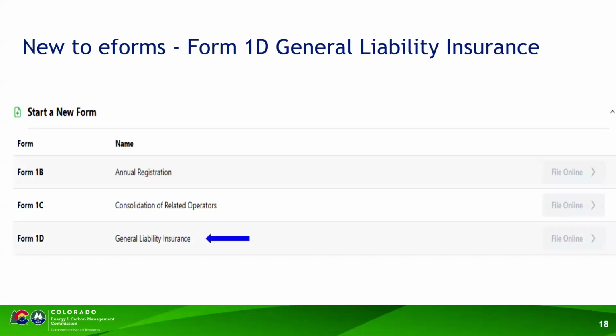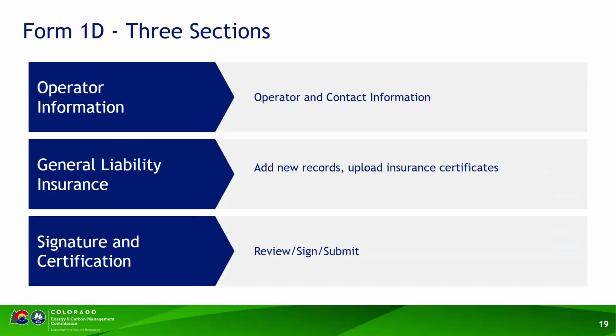So in eForms, you can use the drop-down once you log in and select the Form 1D. Next slide, please. There's only 3 sections. It's pretty simple. The operator information auto-populates from your login. Your contact information, you have to enter that. And then you add the new record and upload your insurance, much like on the Form 1B. And then you sign and certify. Next slide, please.